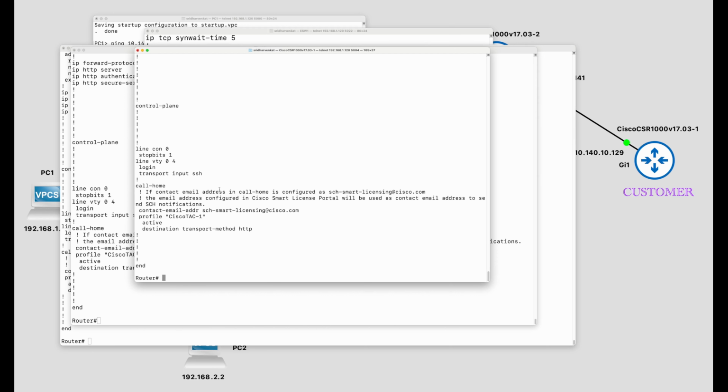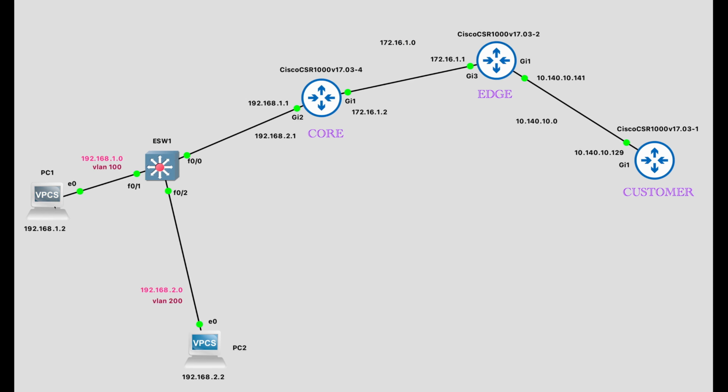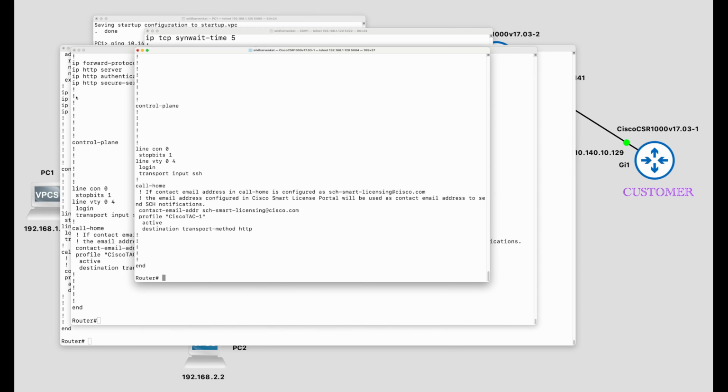So this is it. And now let's look at the goal. Let us go to the PC1 and then try to ping 10.140.10.129 all the way to the customer router. We'll look for the PC1.